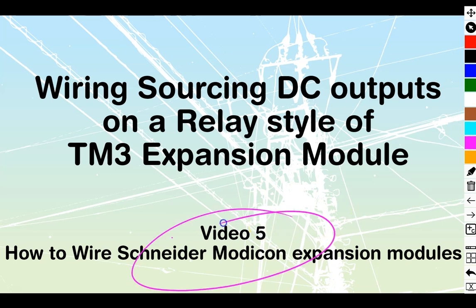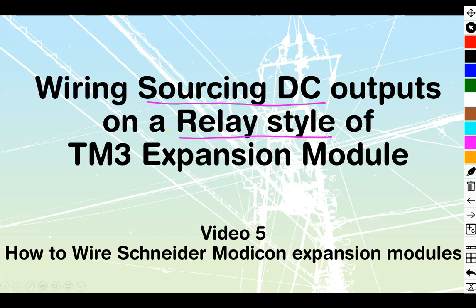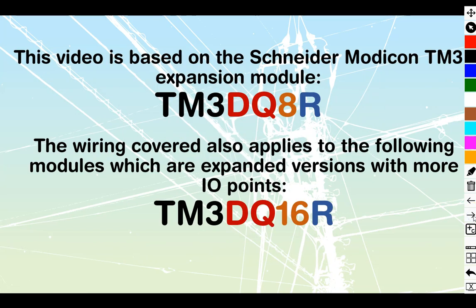Okay, video 5 of the Schneider Modicon expansion modules, we're taking a look at sourcing DC using a relay style of TM3. Specifically, the model that we are going to be illustrating in this video is the TM3DQ, that's discrete, Q being output, 8R, meaning that it's got 8 relay connected outputs. You can also take what you learned in this video and expand it out to the DQ16R, which is the same module, just with many more outputs.